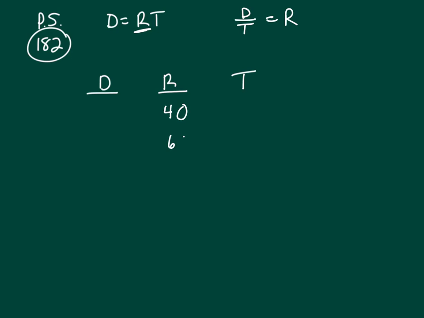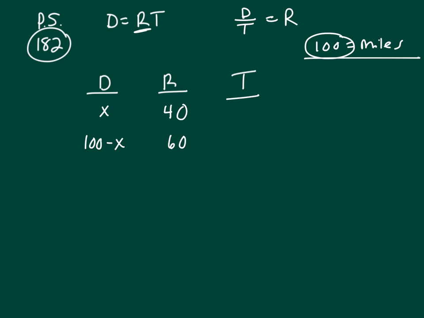The problem is they don't tell me what the distance is, the total mileage for the trip. Since we're dealing with percents, let's pretend that the distance is 100 miles, and you can always do that. All right, so if X miles were at 40 miles per hour, and the total trip is 100, that means 100 minus X would be how much is left at 60 miles per hour.